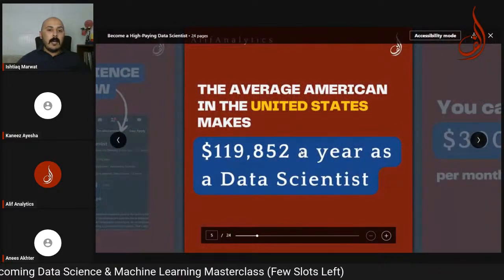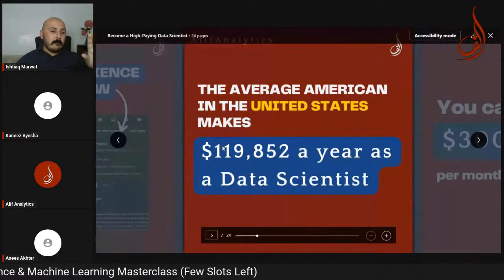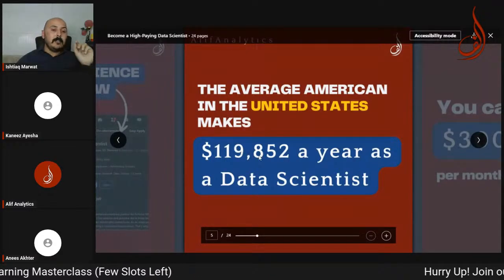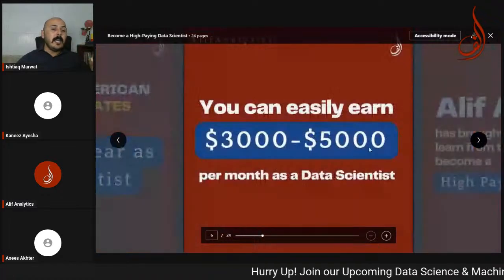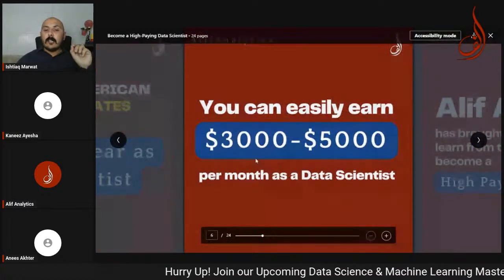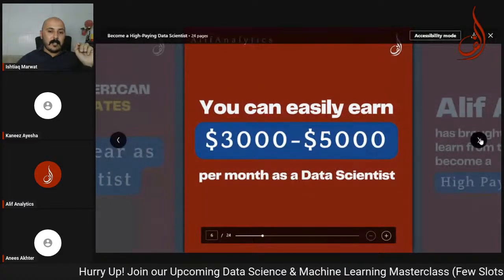Also, an average American makes $119,000 a year as a data scientist. So there's a lot of potential, and you can easily earn $3,000 to $5,000 per month as a data scientist.